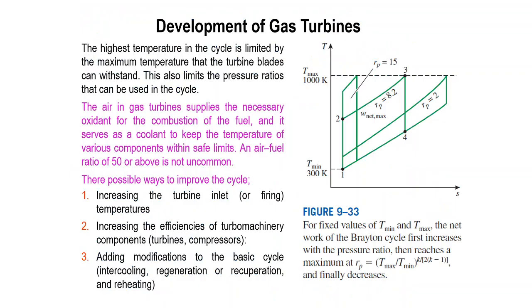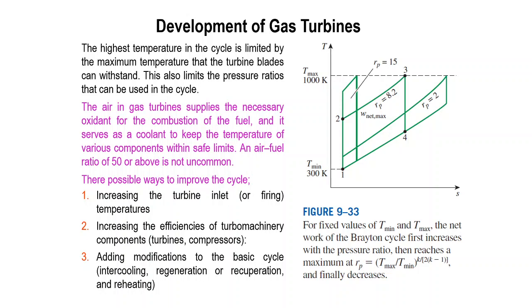Okay, right. So, development of gas turbine. The higher temperature in the cycle is limited by the maximum that the turbine blades can withstand. Basically, the turbine blades rotate at higher speed, so there must be some limit because of the material itself. This also limits the pressure ratio that can be used in the cycle.